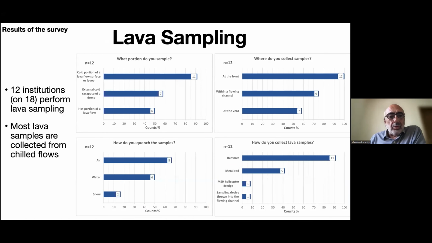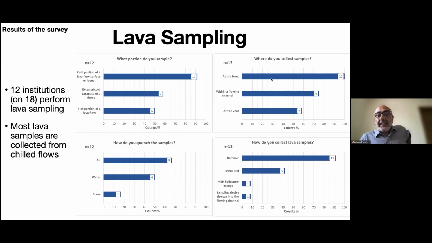Just to comment, some 12 institutions perform lava sampling. Most lava samples are collected from chilled flow. This means from a cold portion of the lava surface or levee, or the external cold part of the carapace, or only one hot portion of the lava flow. The percentage is not 100 because you can also have multiple answers.